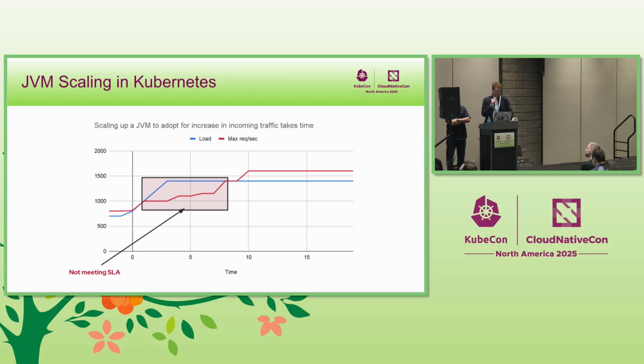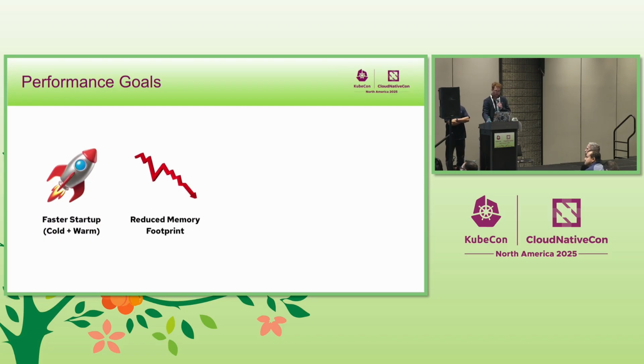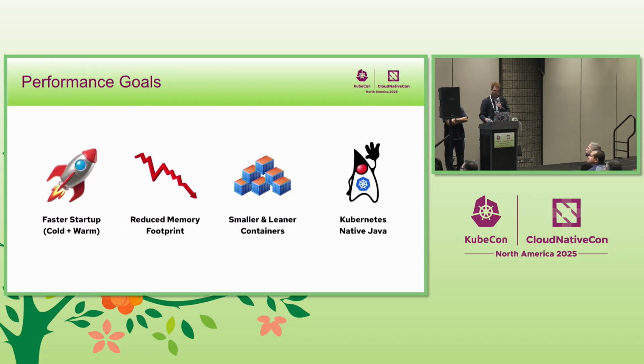So we need to wait on Java and configure Kubernetes to accommodate or speed up our Java, right? So the tips we'll give you here should give you faster startup, cold and warm, help you reduce your memory footprint, and lead to smaller and leaner containers.